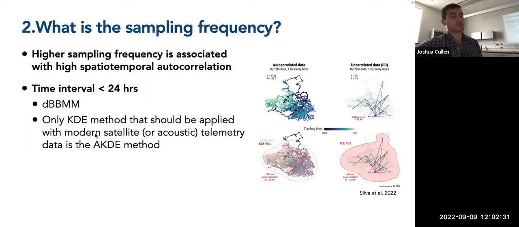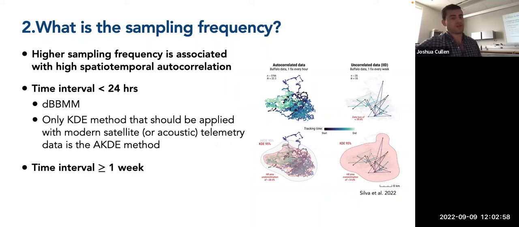If you are going to use some form of kernel density estimation, then I highly recommend trying to use the autocorrelated kernel density estimation method, which explicitly accounts for this temporal autocorrelation. However, again, I need to mention that this method is estimating the range distribution, so it's not estimating the occurrence distribution.